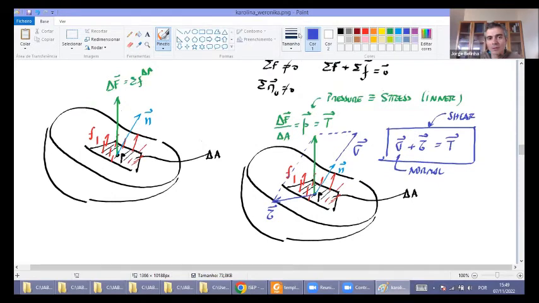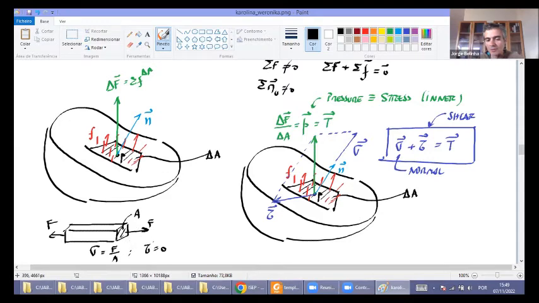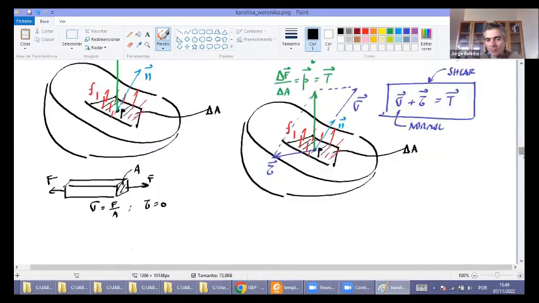For example, if you have a body and you apply only forces on both sides like this, your stress is F divided by A, and your shear is 0. There is no shear. And how does the body respond? It stretches.